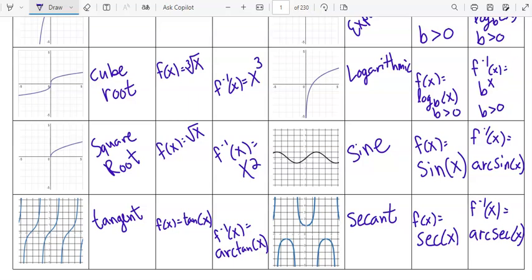I would recommend making some flashcards to remember each of these graphs with their names and with their equations and their inverses.